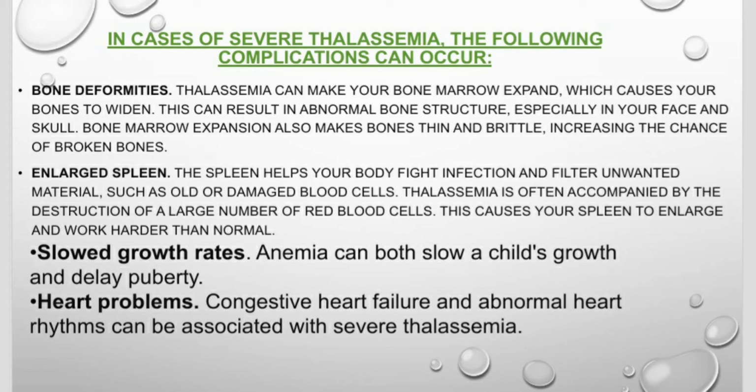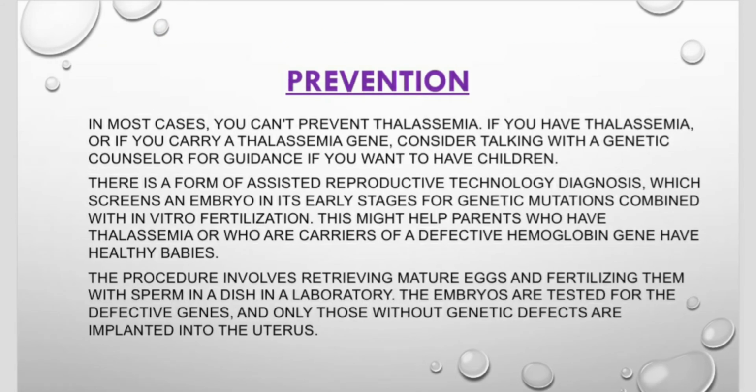Number four is heart problems. Congestive heart failure and abnormal heart rhythms can be associated with severe thalassemia. That means a person suffering from thalassemia may have frequent heart failure and abnormal heart rhythms. After that, we come to prevention.